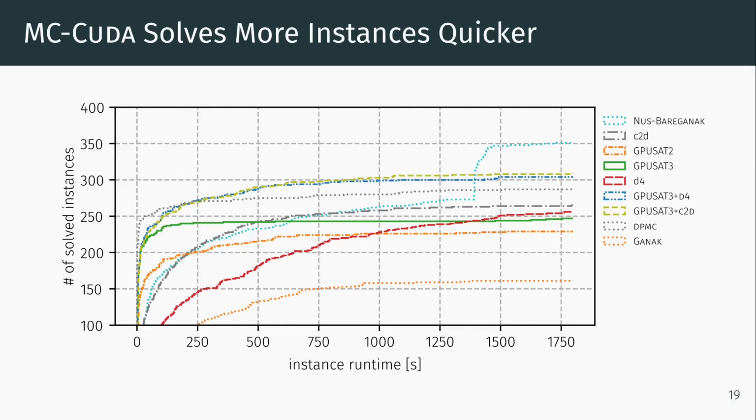Note that the new version of DPMC is actually the fastest solver in this comparison. The reasons for this are twofold. First, both DPMC and NUS Bear Ganyak include external preprocessors as part of their execution. As shown in the GPU-2 paper, the addition of such a preprocessor is likely to significantly increase the performance of the other solvers as well. Secondly, DPMC uses very efficient data structures as part of its model counting step, namely algebraic decision diagrams and tensors. So, bringing these data structures to the GPU as well could be interesting for further research.